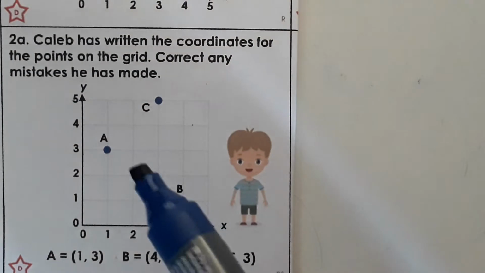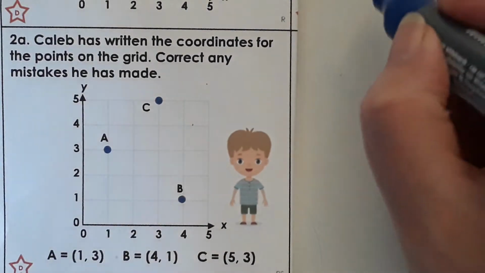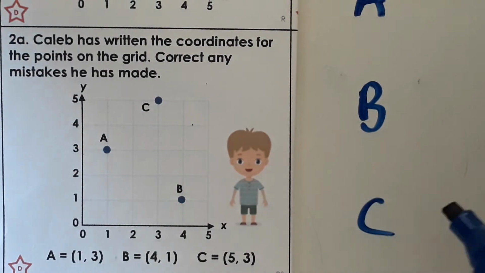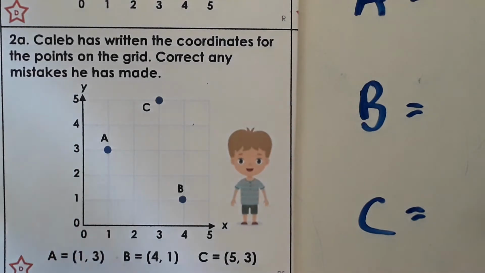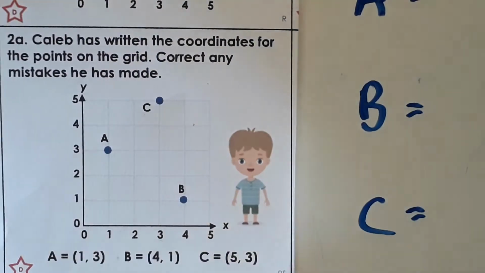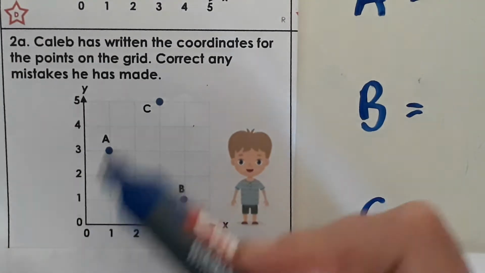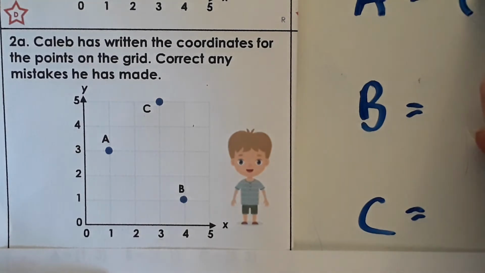Okay, so we need the coordinates for point A, point B, point C. And I'm going to do those systematically before I then compare them to Caleb's answers. So I'm not going to worry about Caleb's answers until I've worked out the points myself. Alright, so coordinate A, I come along 1 and up 3. So open bracket 1 along, 3 up, close bracket.